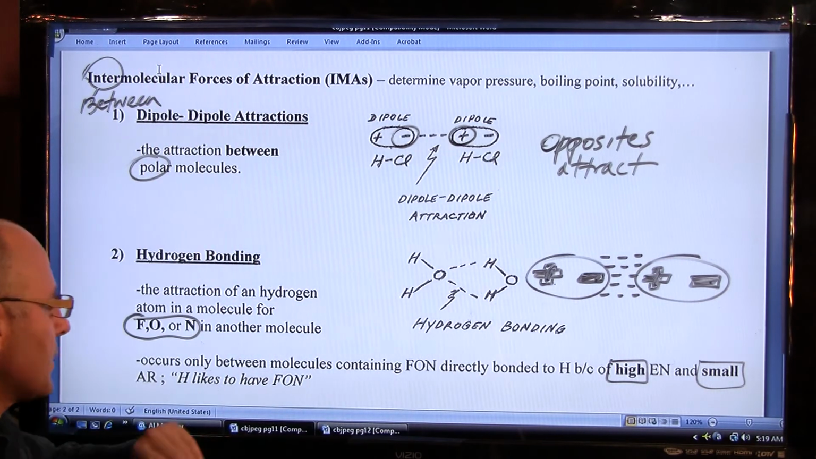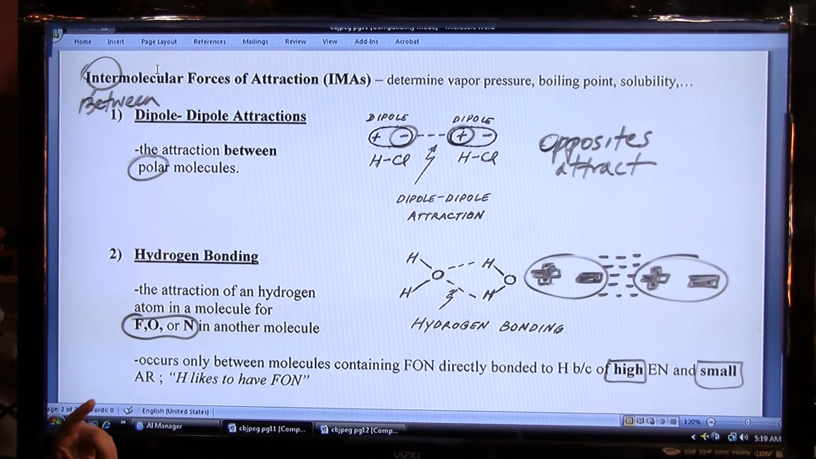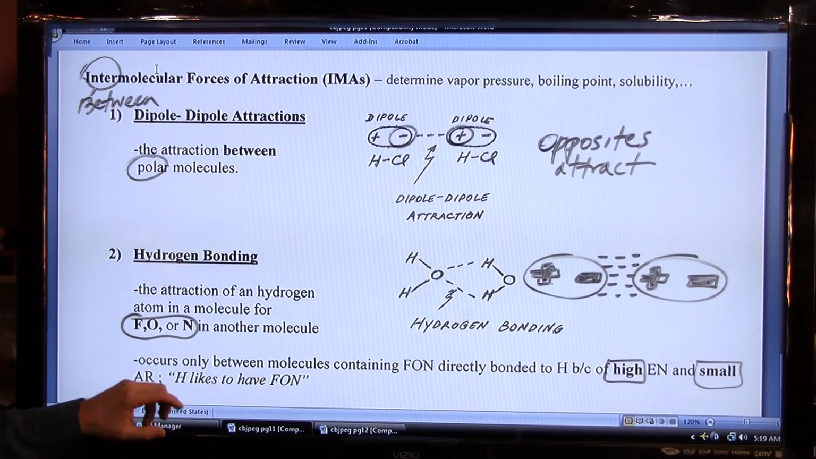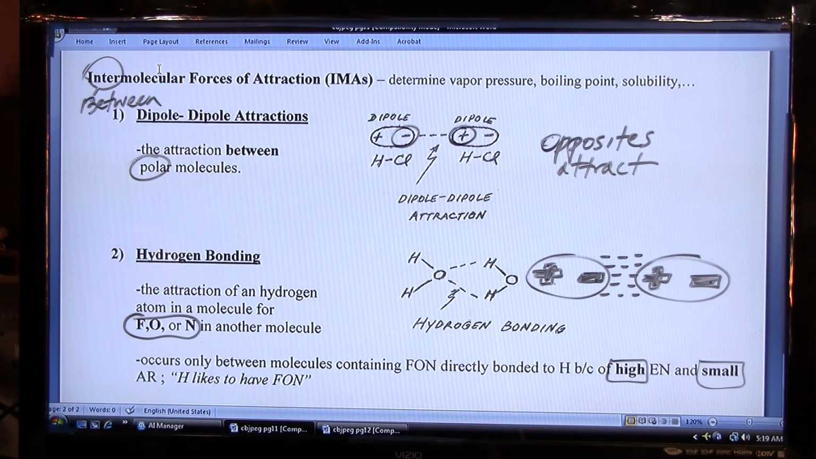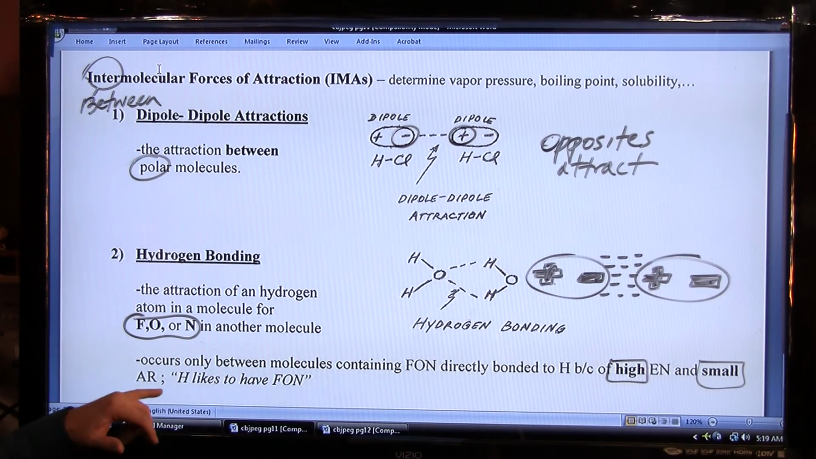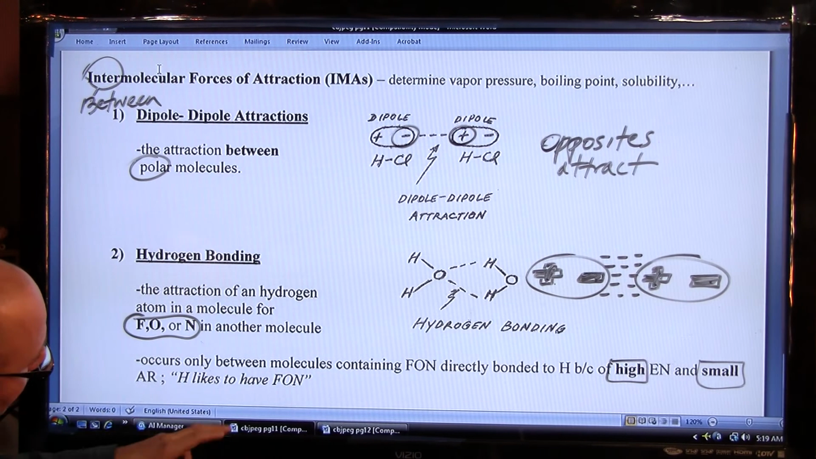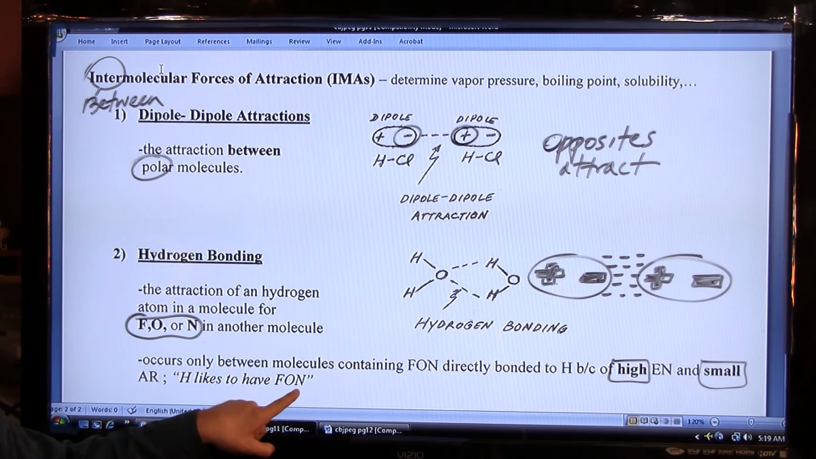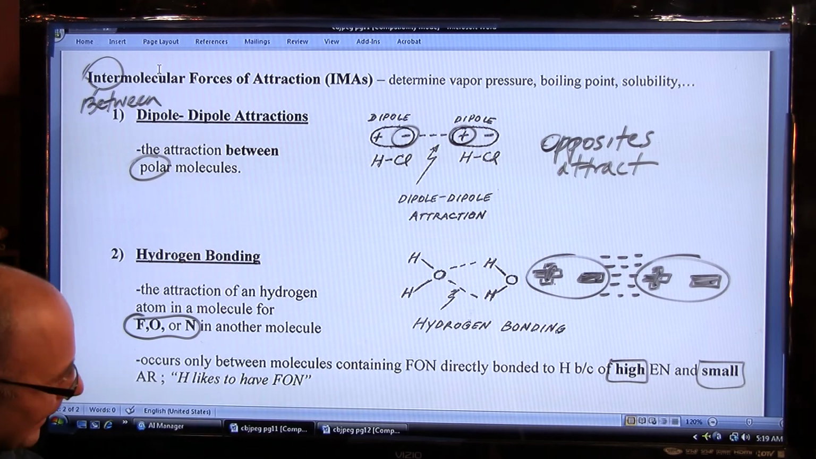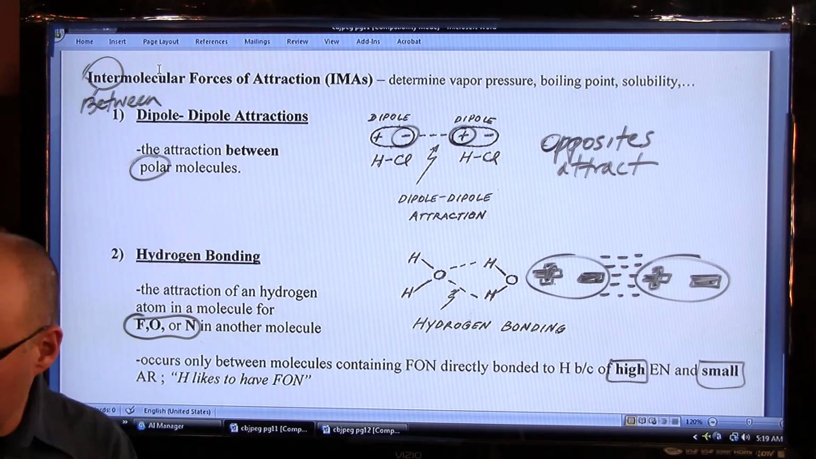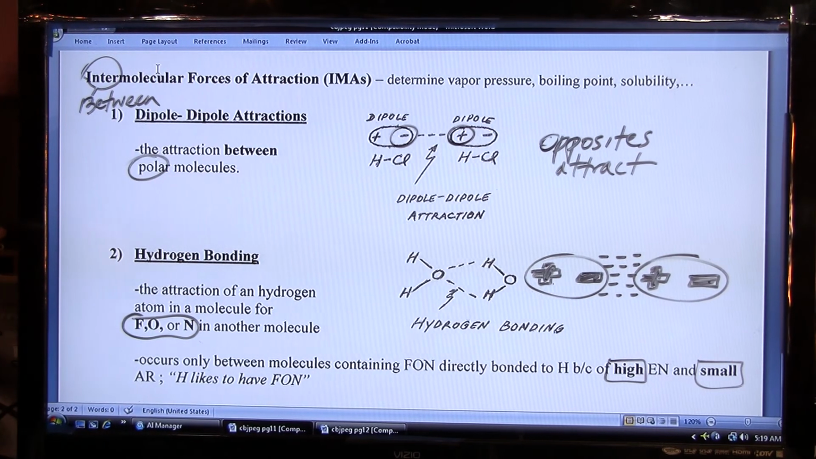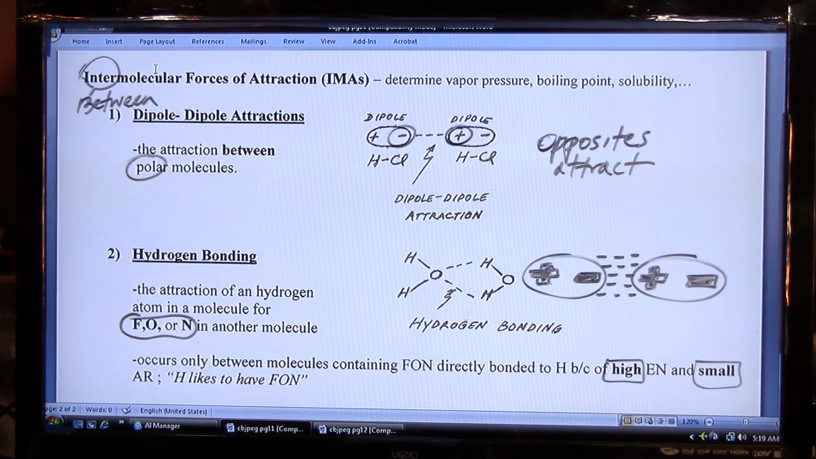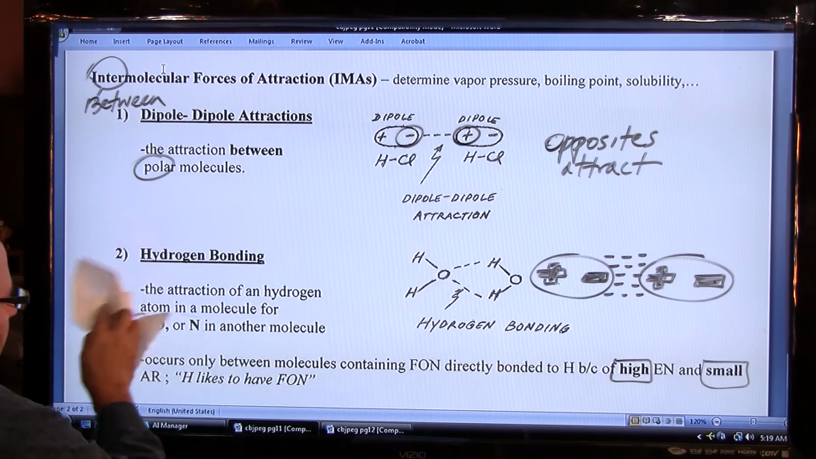All right, that might sound just too complicated. So how about we remember it this way? Hydrogen likes to have fun. It's a silly way to remember that anytime you have hydrogen directly bonded to fluorine, oxygen, or nitrogen, then hydrogen bonding has to exist between its molecules. Let me draw that for you in some other examples. The students really find this confusing.